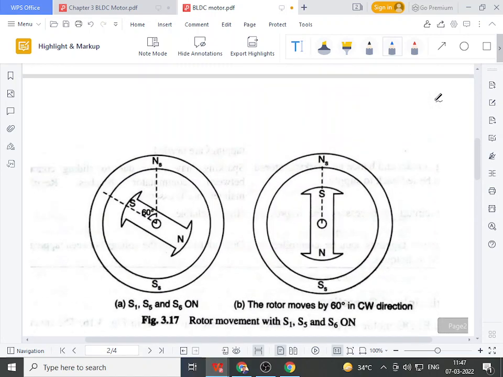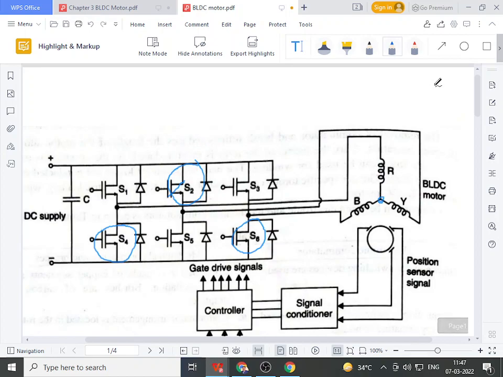So 2, 3, 4. Again, if you apply the logic over here, 2, 3, 4, then 2 is under on condition, 3 is under on condition, and 4, 2, 3, 4. So again here two phases Y and B are connected to positive, R is connected to negative. So current divided into I by 2 will take the path from S2, S3, YB respectively.